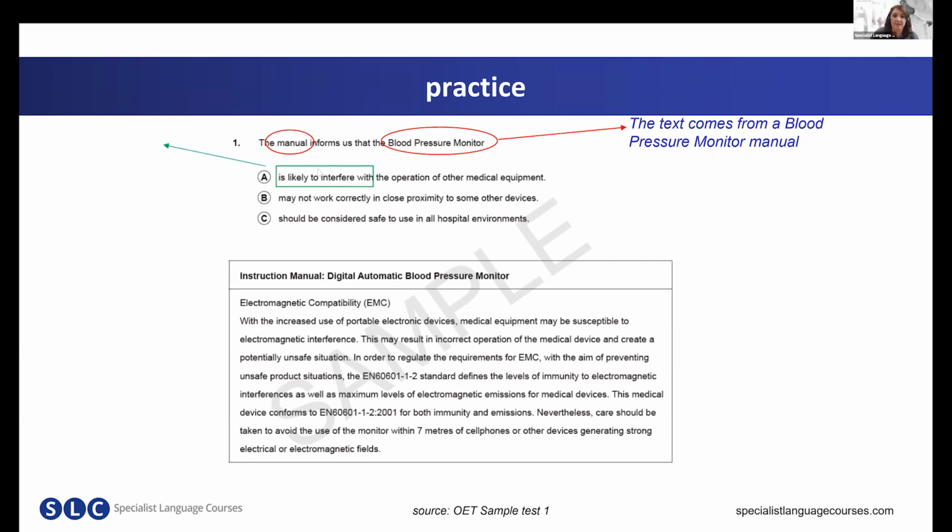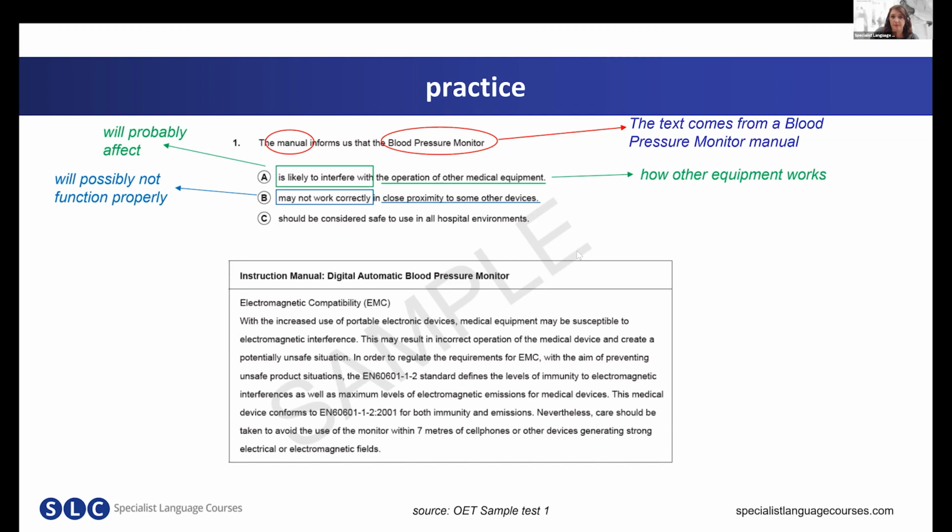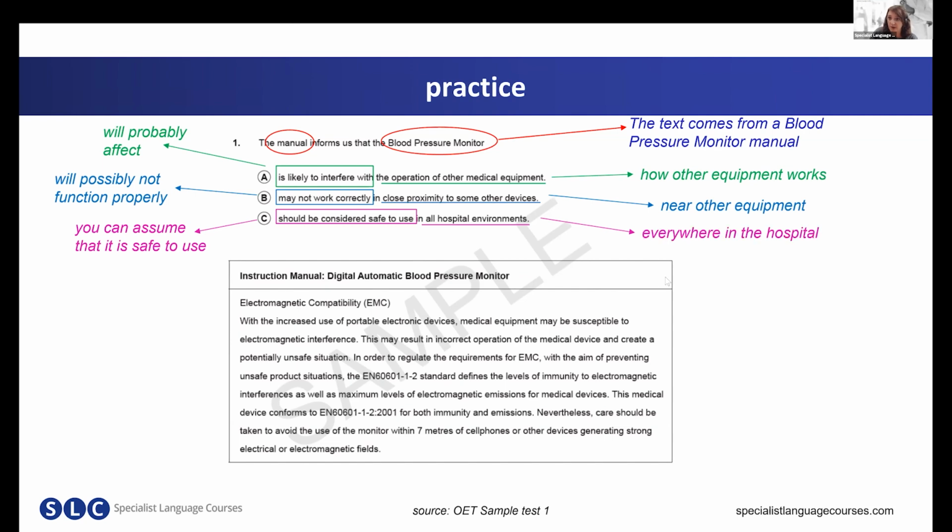So option A is likely to interfere. We can rephrase this and think it means it will probably affect the operation of other medical equipment, how other equipment works. B, we have may not work correctly, will possibly not function properly, in close proximity to other devices, near other equipment. And then C, should be considered safe. We can rephrase as you can assume that it's safe in all hospital environments, everywhere in the hospital. So we have rephrased our question. We've thought about the answer.